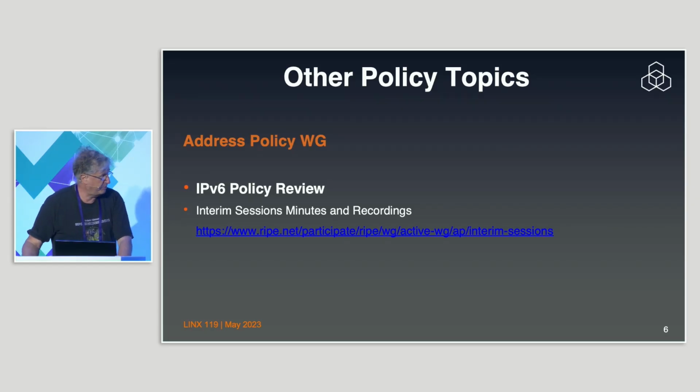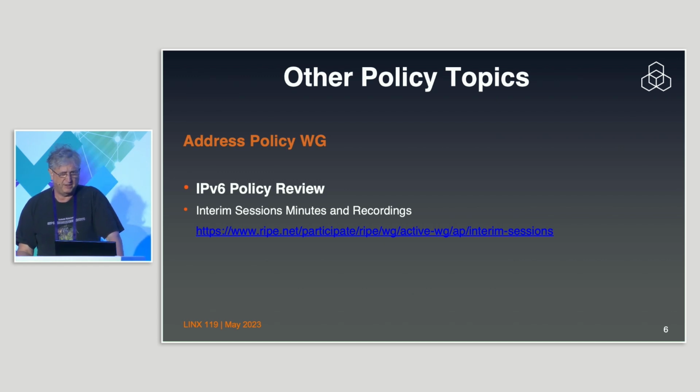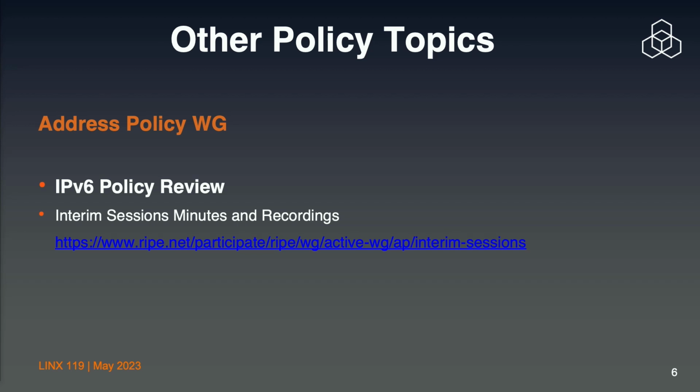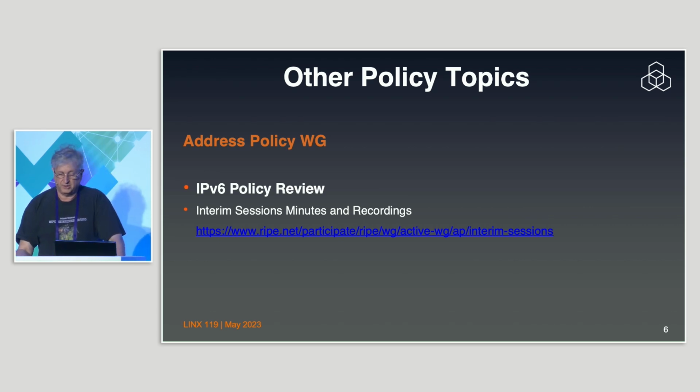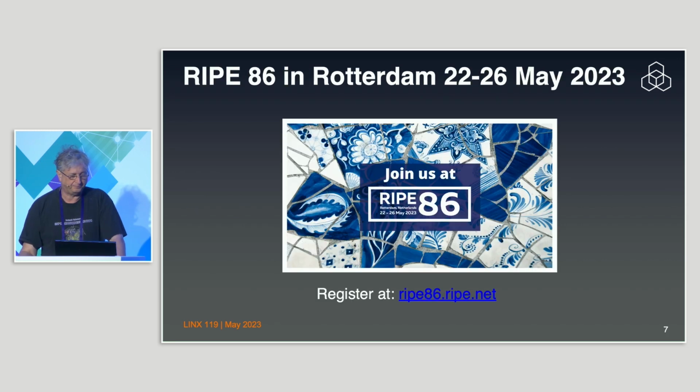Other policy topics? Well, there aren't any other policies under development, but the IPv6 policies are under review, and there are sessions that are meeting outside of RIPE meetings to actually discuss this. There was one on the 20th of February, and there was one on the 11th of April. The minutes and the recordings are published, and they'll be presenting what they've talked about at RIPE 86. So if you're interested in further development of IPv6 policy, then that's the place to be. And RIPE 86 is in Rotterdam on the 22nd to the 26th.